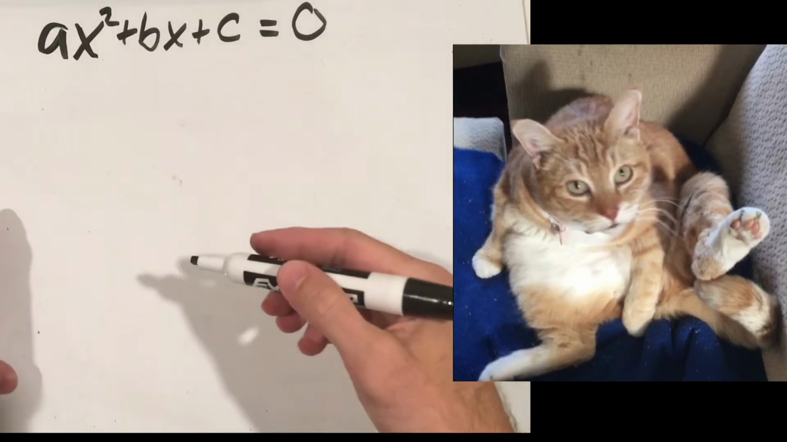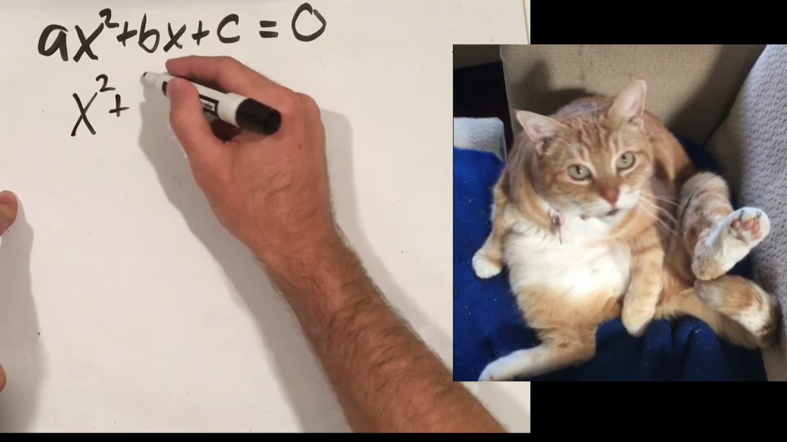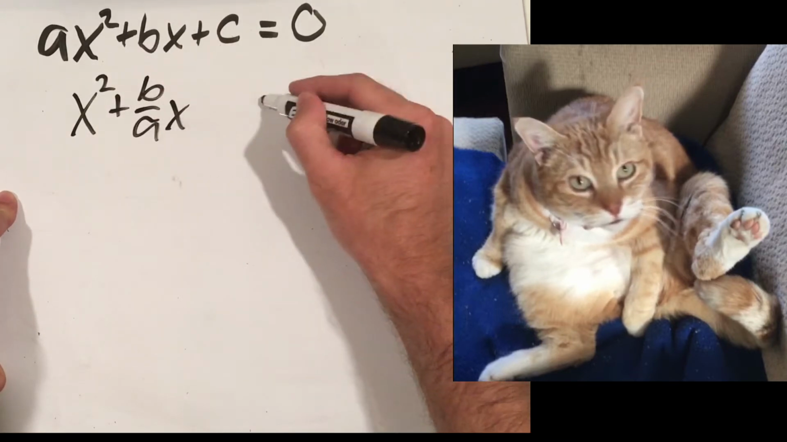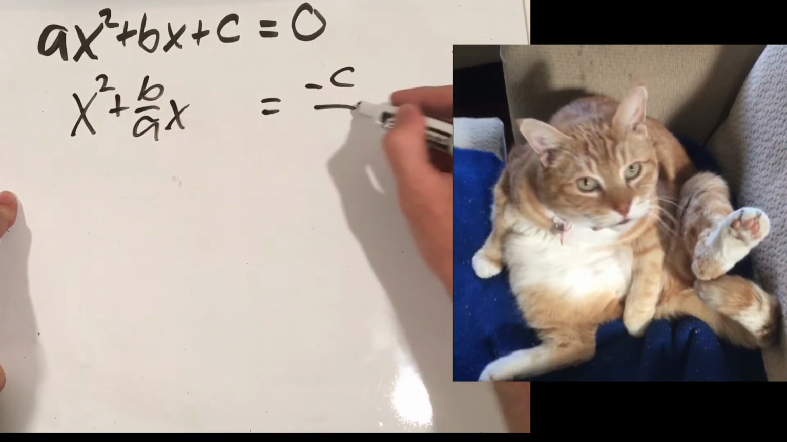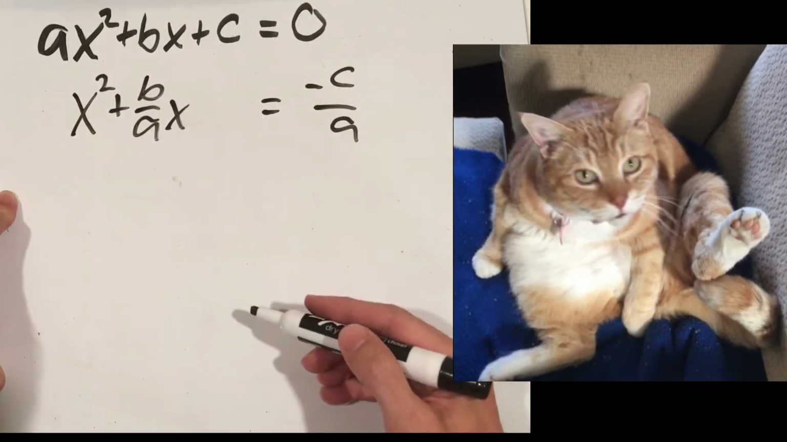Derivation of the quadratic formula in 60 seconds. Divide through by a: x squared plus b over a x equals minus c over a, and so move the c to the other side. a is not equal to 0. If it were, it wouldn't be a quadratic equation.